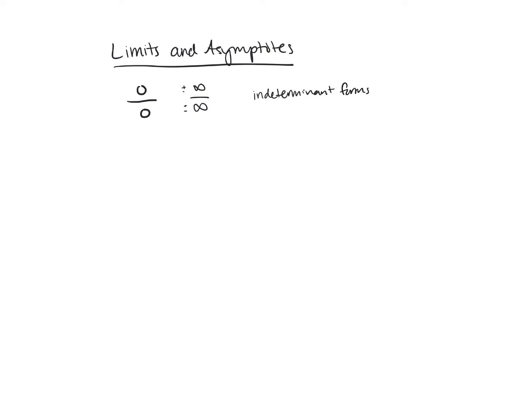Because it really depends on exactly how quickly the numerator and denominator are approaching zero or infinity to determine which one is growing faster and which one is going to dominate and what the result is going to be. But if these are mixed and matched, we do not have indeterminate forms. So if you have a fraction where the numerator is growing toward infinity, but the denominator is shrinking toward zero, or vice versa, these are not indeterminate forms.